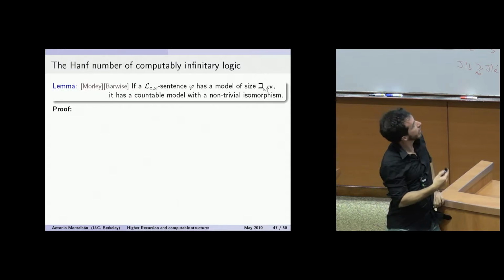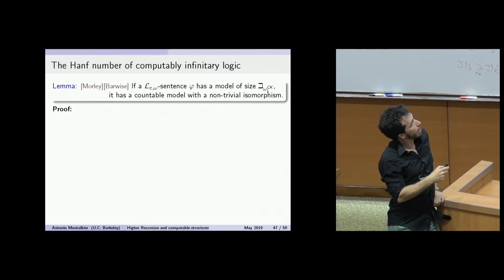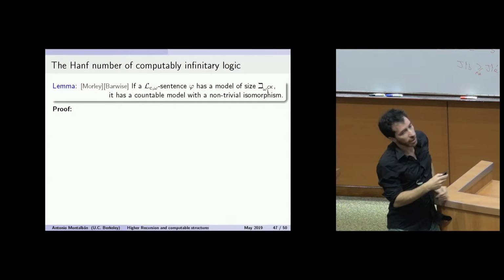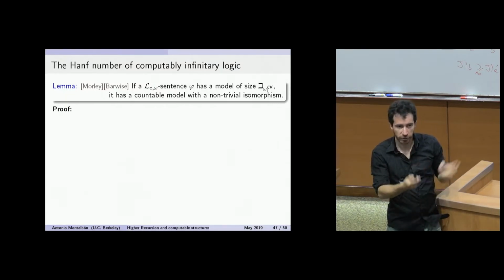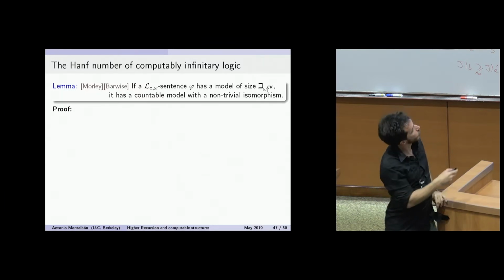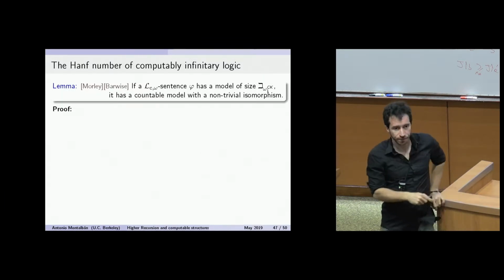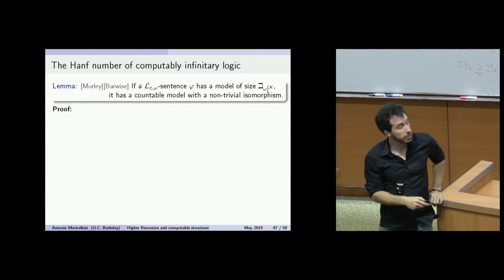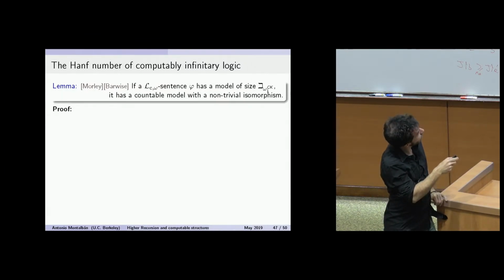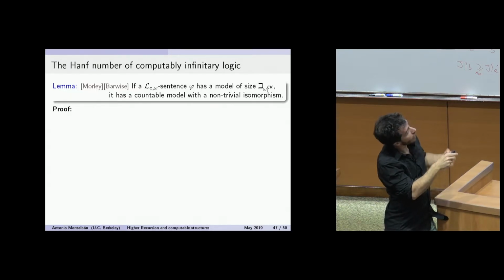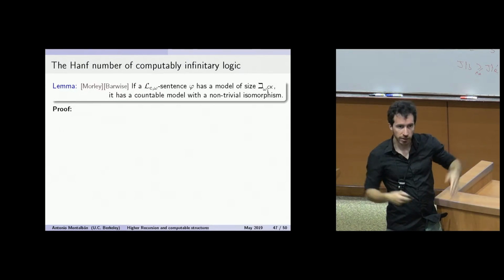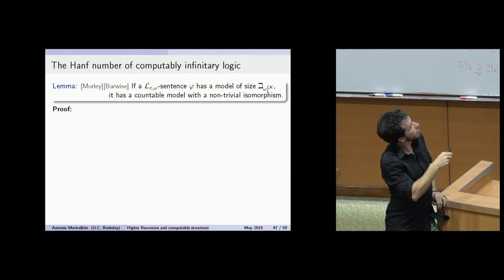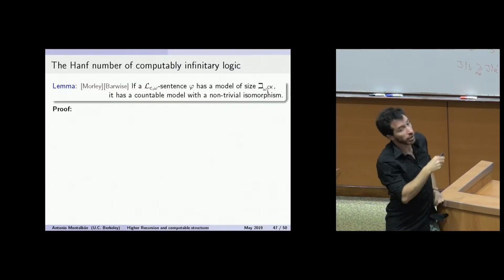They actually get more. If you have a model of size Beth omega 1ck, then you have a sequence of indiscernibles, and then you can have models of any size and automorphisms of any size. The proof for just one non-trivial isomorphism is easier in this case. And you need this. There are sentences that don't have models of this size, but have models of size Beth alpha for alpha below omega 1ck, and still have no countable structure with a non-trivial automorphism. All the countable models are rigid.